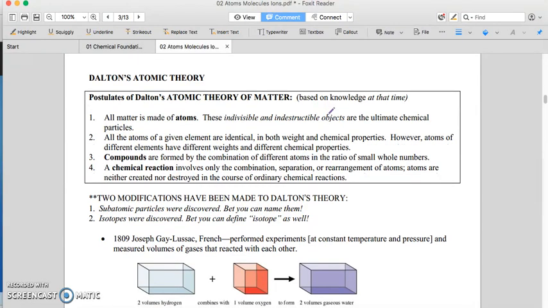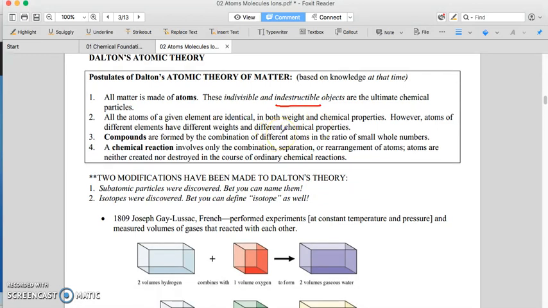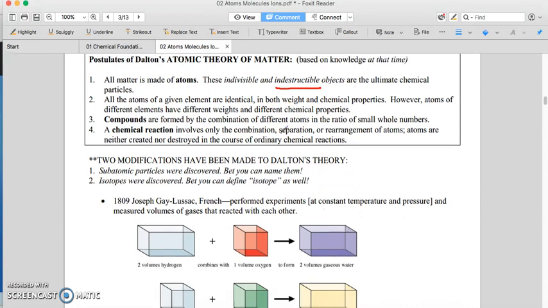I don't want to go over them because they've changed since his time. For instance, we know that atoms are not indestructible objects anymore, right? That was proven in World War II through the atomic bomb by splitting the atom. So it's not an indestructible object. But a lot of this stuff is still good to go over.